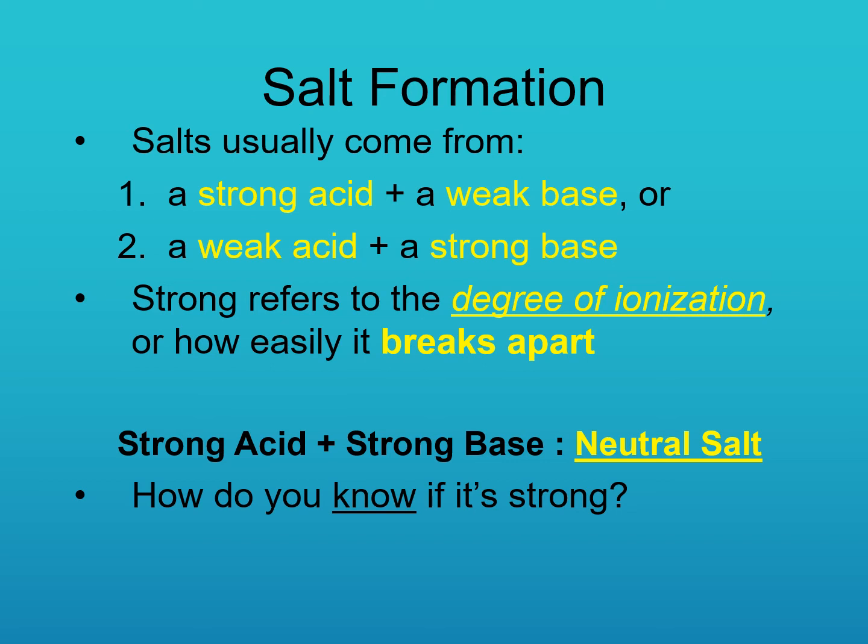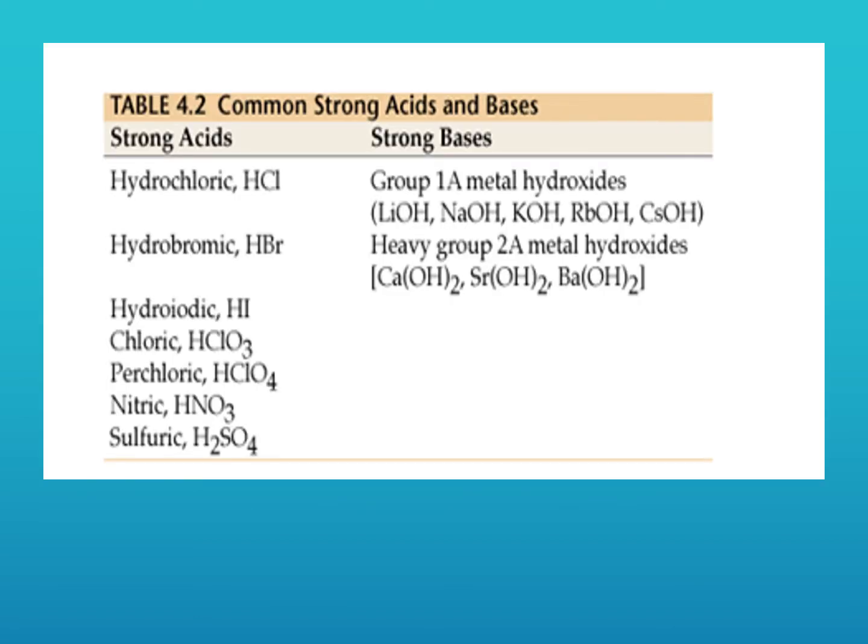So how do we know if it's strong? Well, we use a chart for that. So of course you can find a chart. This is common strong acids and bases. So strong acids, we've got hydrochloric acid. What's another one? Sulfuric acid is strong. Nitric acid is strong. So these are strong acids. And then over here are strong bases, and pretty much the common ones that we know, sodium hydroxide, strong bases. So of course there's a chart you can always reference.